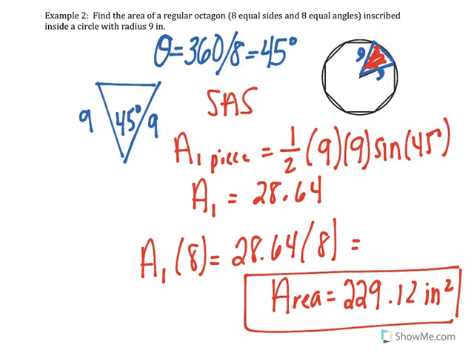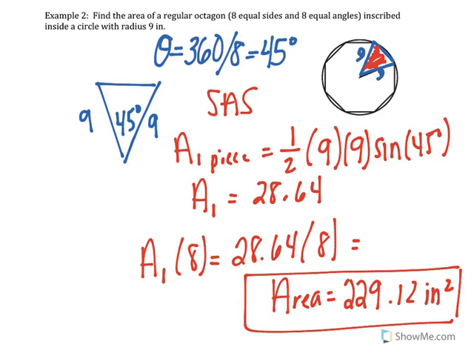Okay? The important thing here is that they tell me it is a regular octagon. Regular means all of the sides and angles are the same. If this was not a regular octagon, then we would not know that. If it wasn't a regular hexagon, we couldn't do the same thing. Okay, so look for that word regular. It means that you can follow along just the way I did it. Okay? And basically you're just doing the SAS formula and multiplying it by the number of sides.